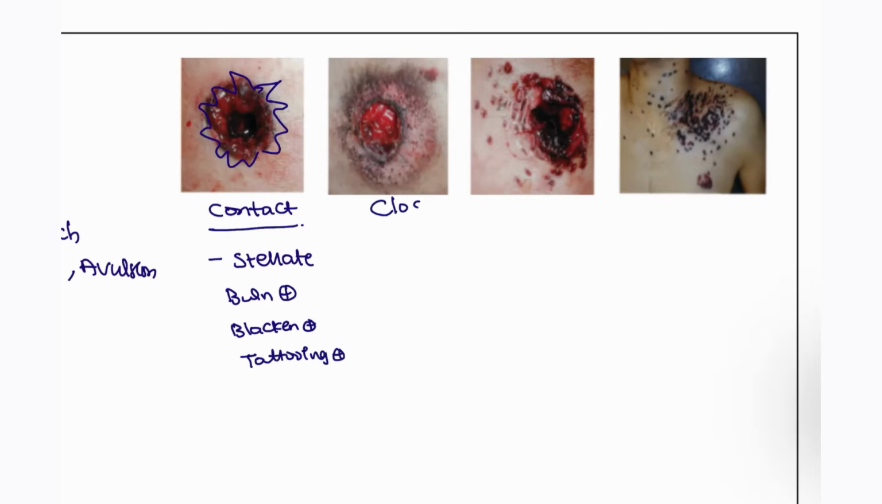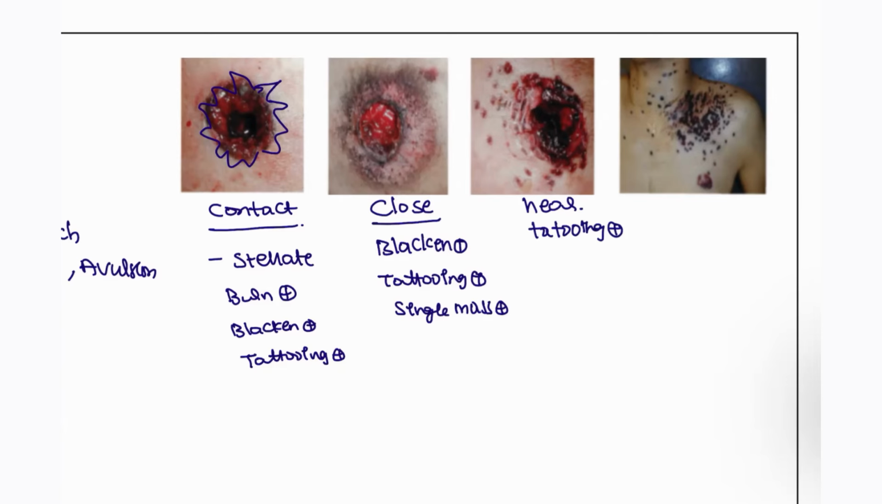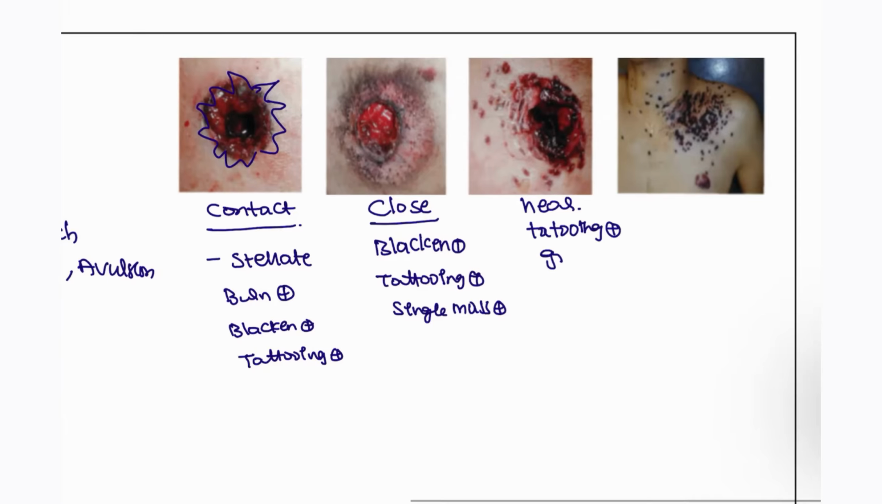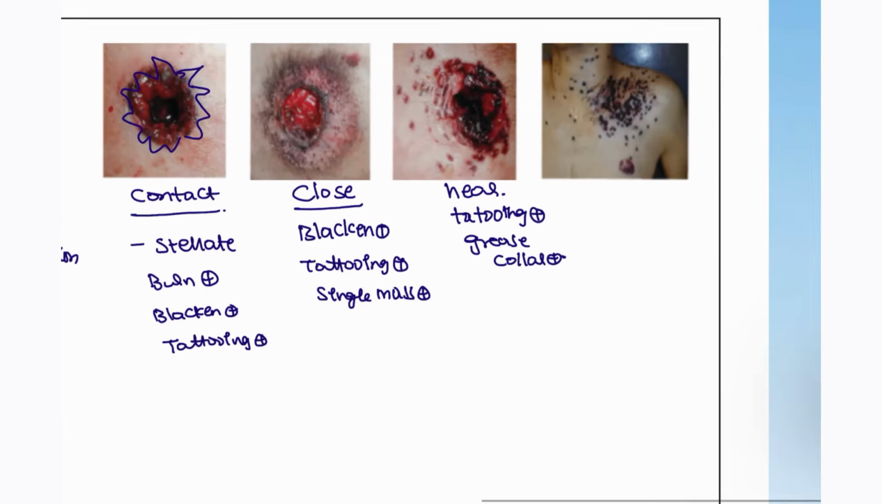Next, we also have the close shot. In the close shot, you are going to see only the blackening and tattooing. This one also looks like a single mass. Next, this is the near shot. In the near shot, there will be only tattooing seen, and grease collar. Grease collar is seen in everything, guys.